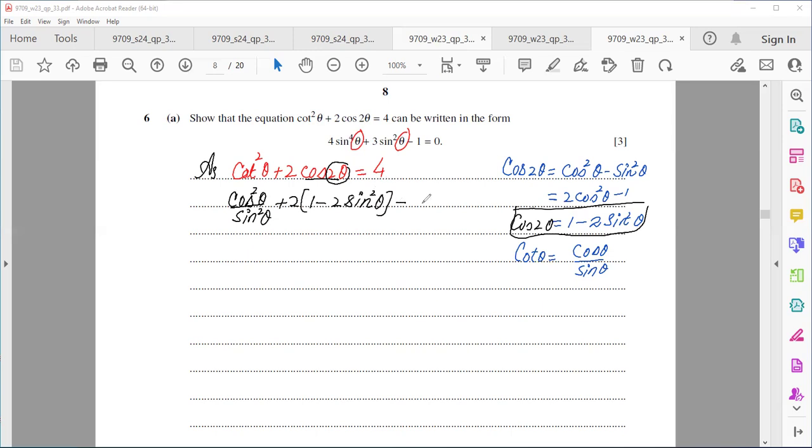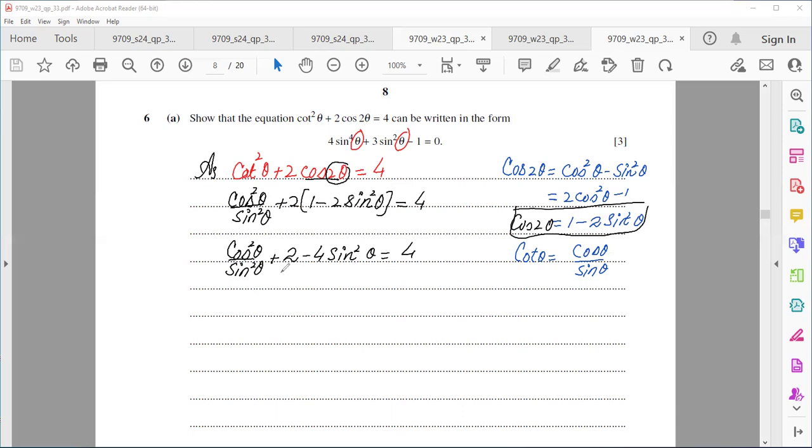is equal to 4. Now, one thing is left. Open all the brackets because I have to change this one. I have to remove this cos square. The whole question is correct, but I remove this cos square. So first of all, I have this one: cos square of theta over sine square of theta plus 2, that becomes minus 4 sine square of theta is equal to 4.